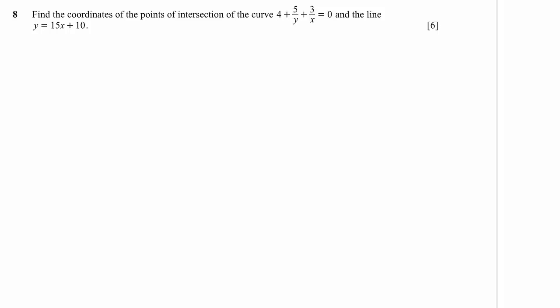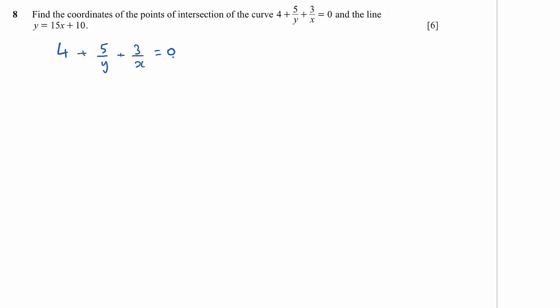Find the coordinates of the points of intersection of the curve 4 + 5/y + 3/x = 0 and the line y = 15x + 10. I'm just going to start with that curve, 4 + 5/y + 3/x = 0.